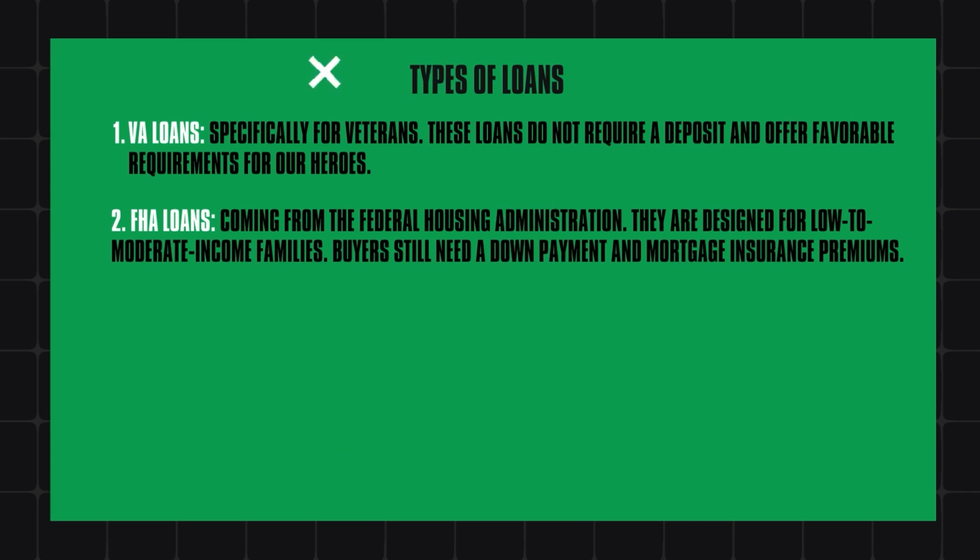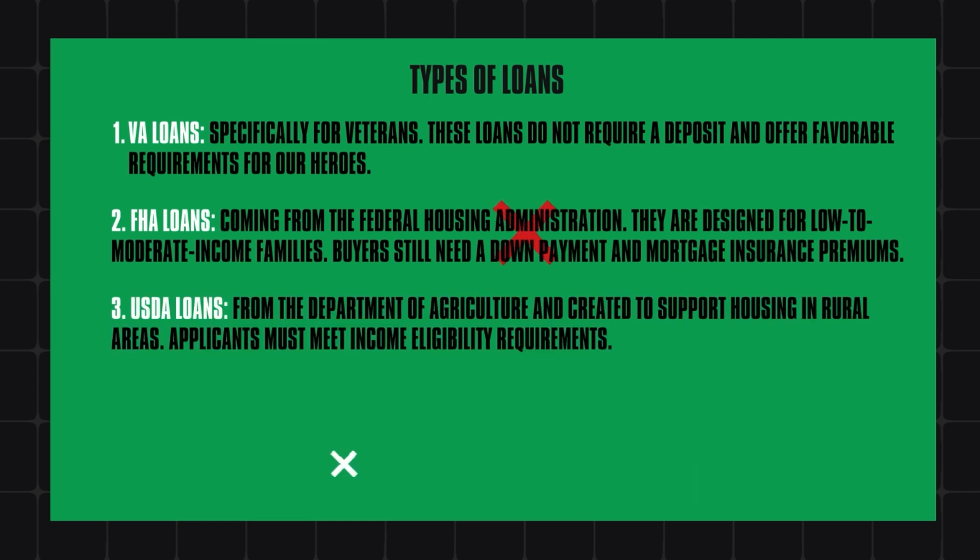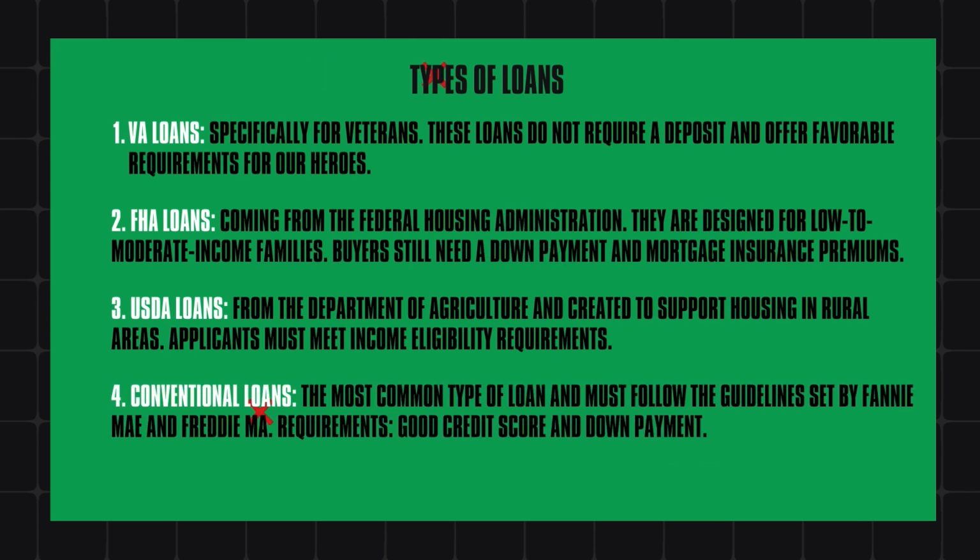FHA loans, coming from the Federal Housing Administration. These loans are designed for low to moderate income families. Buyers still need a down payment and mortgage insurance premiums. USDA loans from the Department of Agriculture are created specifically to support housing in rural areas. Applicants must meet income eligibility requirements. Conventional loans are the most common type of loan and must follow the guidelines set by Fannie Mae and Freddie Mac. They require borrowers to have a good credit score and pay a hefty down payment.